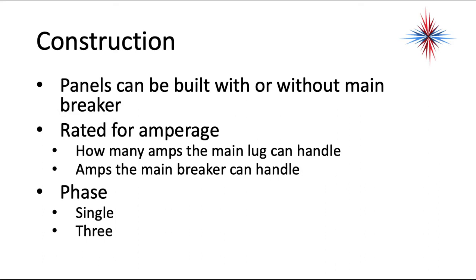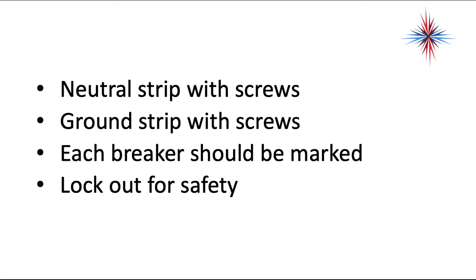Panels can be built with or without a main breaker. They're rated for amperage, how many amps the main lug can handle, and then that translates into how many amps the main breaker can handle. They're constructed for phase. There's a panel for single phase and there's a panel for three phase. You can take single phase in a lot of cases off of a three phase panel. The neutral strip is with screws. There's a ground strip with screws. Each breaker should be marked, and you need to be able to lock them out for safety.